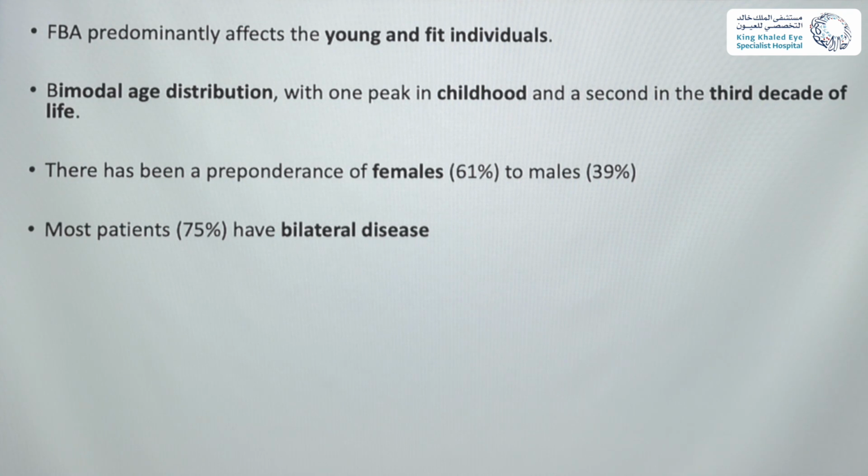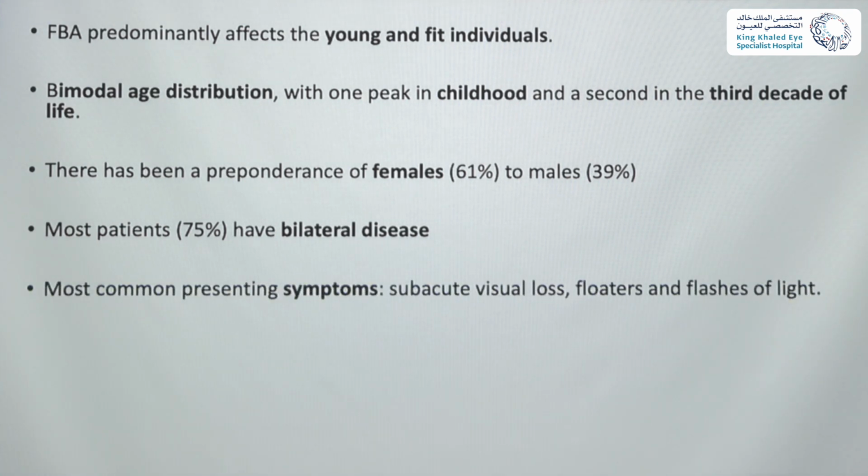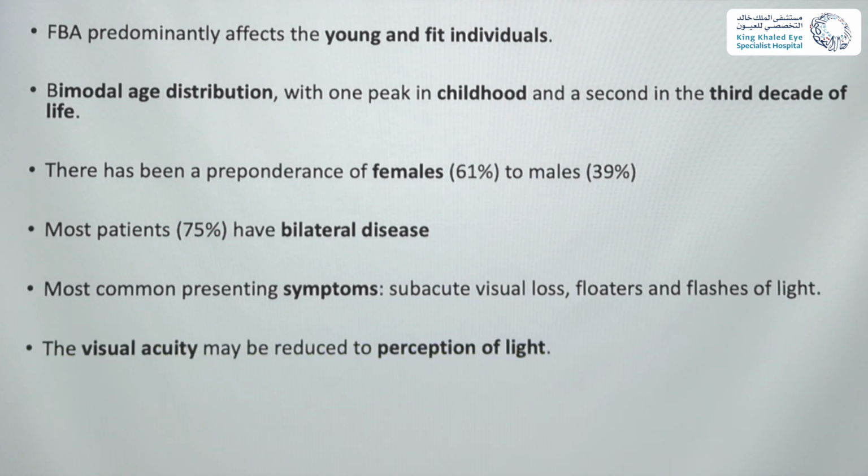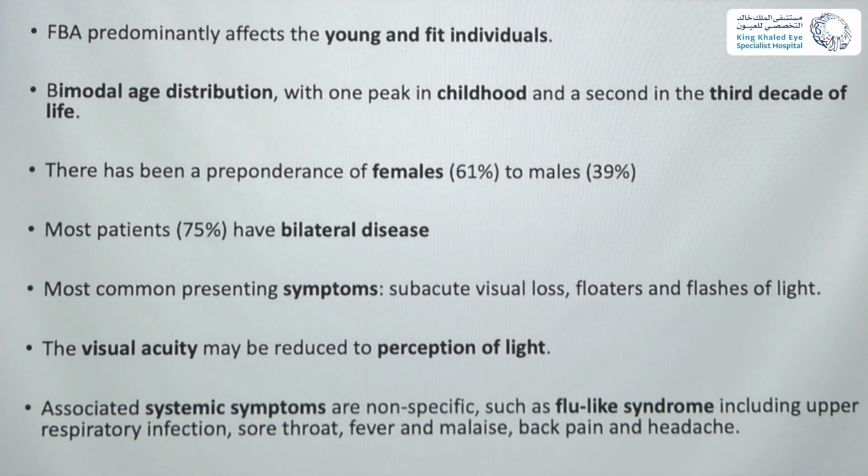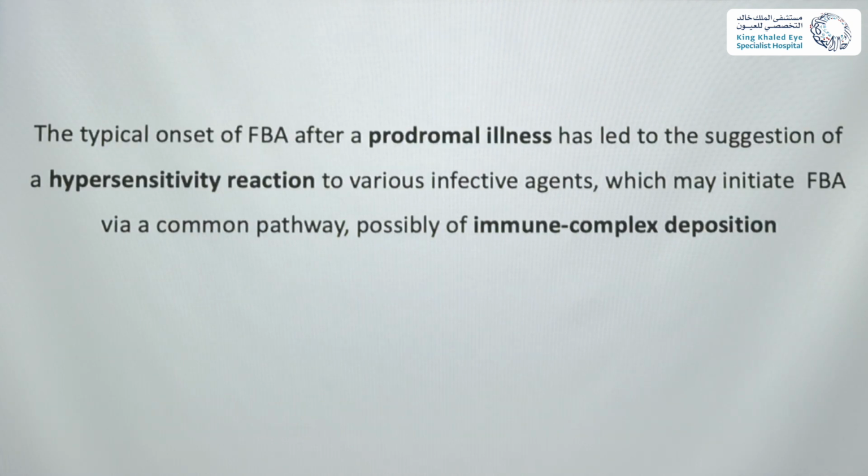and most of the patients have bilateral disease. The most common presenting symptoms were subacute visual loss, floaters, and flashes of light. The visual acuity in most of the patients can be reduced to perception of light. The associated systemic symptom was a flu-like syndrome. The typical onset of frosted branch angiitis after prodromal illnesses has led to the suggestion of a hypersensitivity reaction to various infective agents, which may initiate immune complex deposition as a pathogenesis.